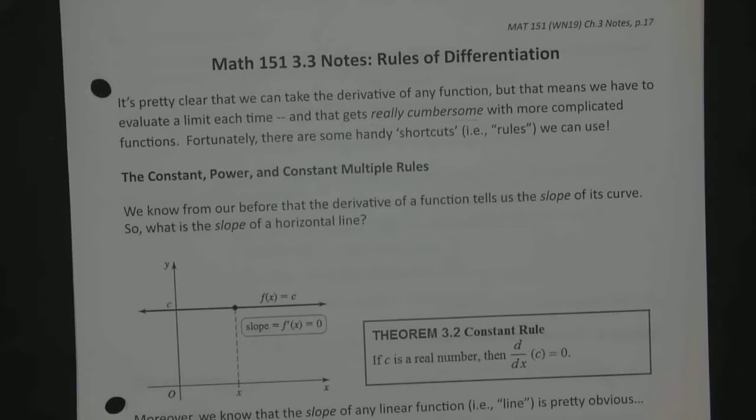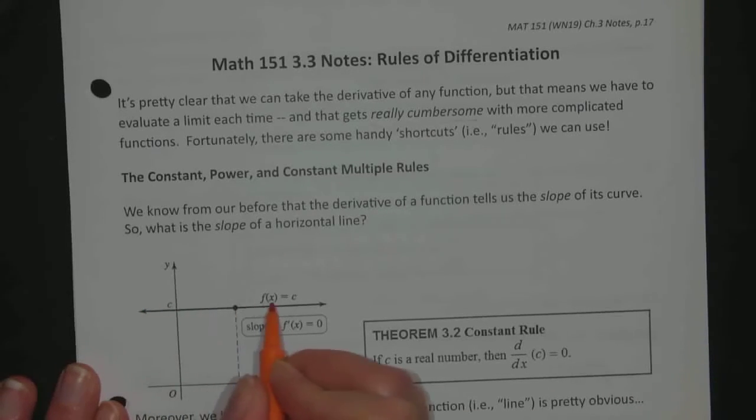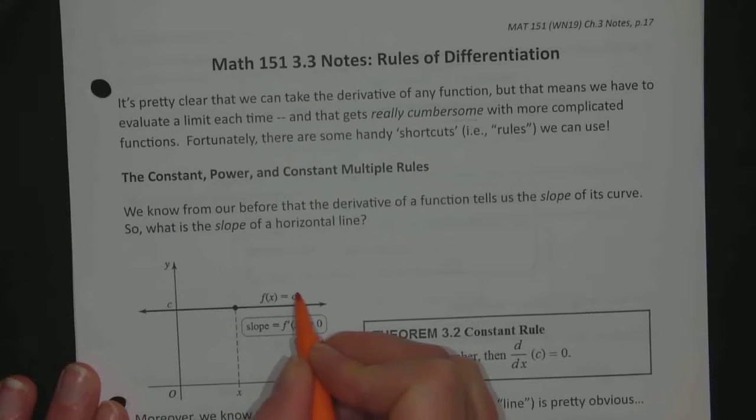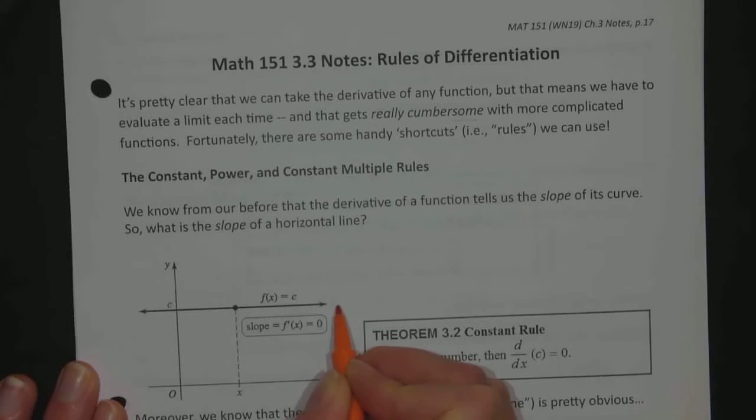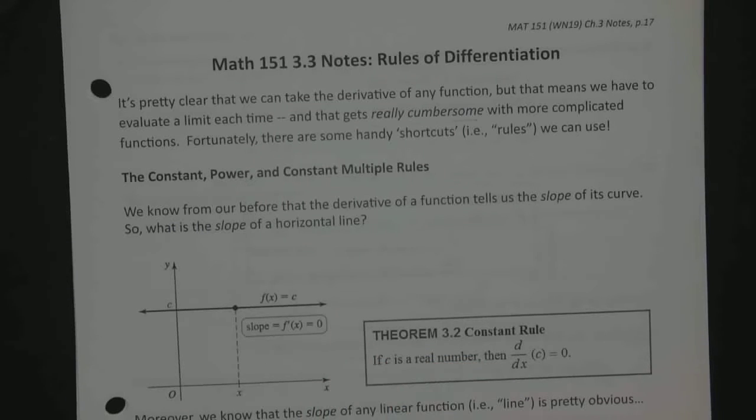Okay. So from before, we know that if the function is horizontal or is a constant, then its slope is going to be 0. So that's our first differentiation rule. If our function is a constant, the slope or the derivative is 0. So the notation for this is d dx, the derivative of a constant, is equal to 0. It's our first differentiation rule.